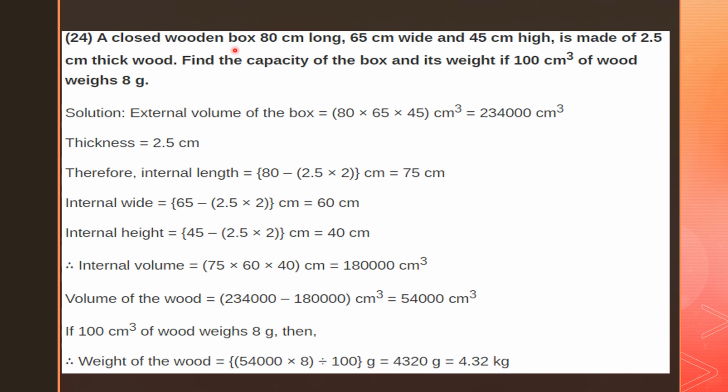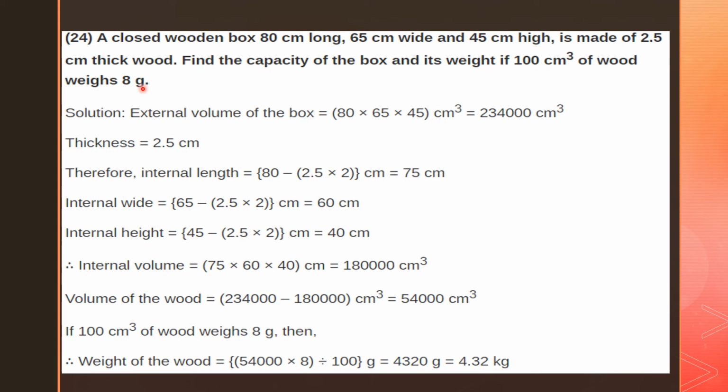A closed wooden box 80 centimeter long, 65 centimeter wide and 45 centimeter high is made of 2.5 centimeter thickness of wood. Find the capacity of the box and its weight if 100 centimeter cube of wood weighs 8 gram. So what is the question given here? A closed wooden box.